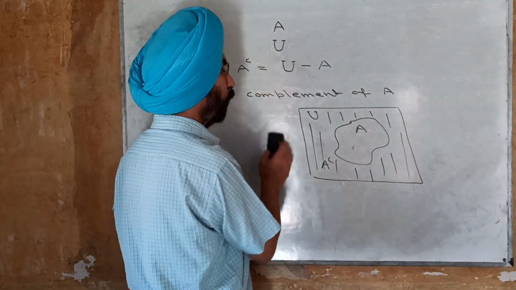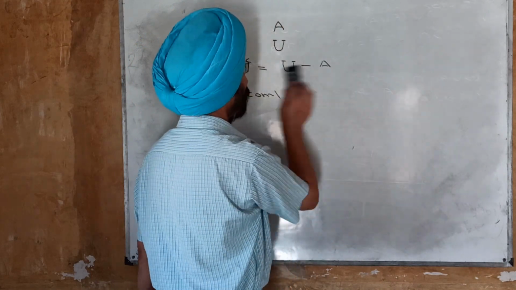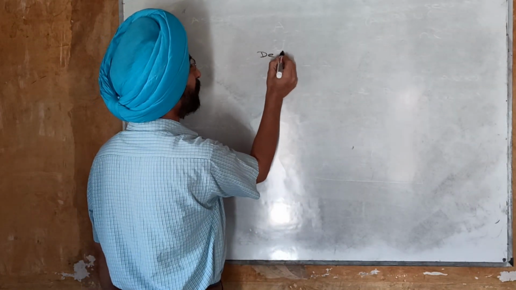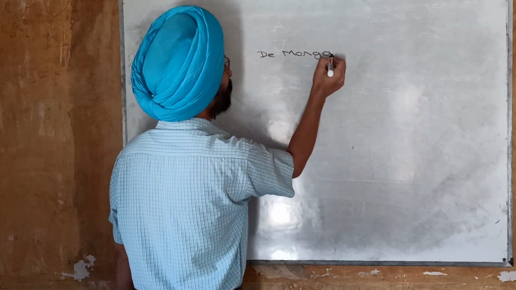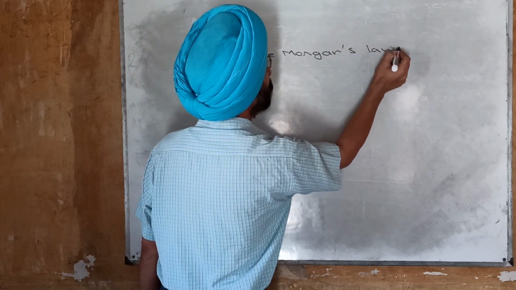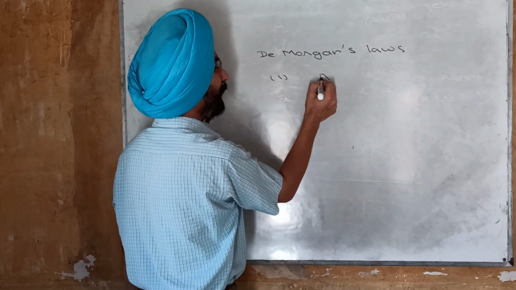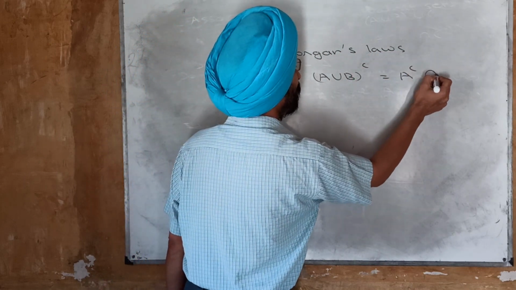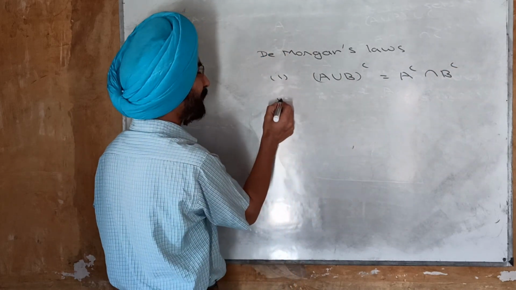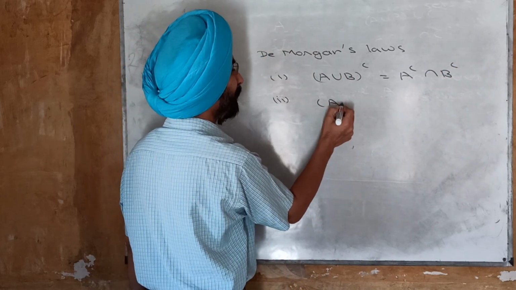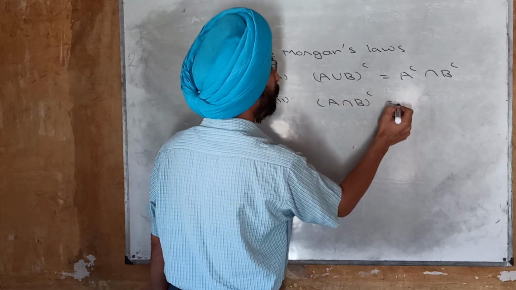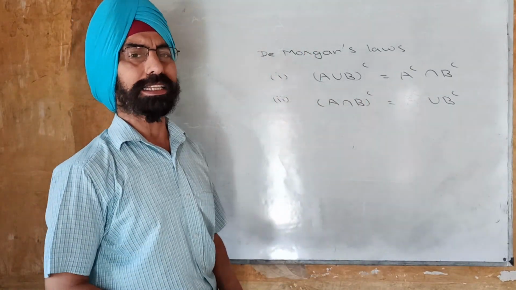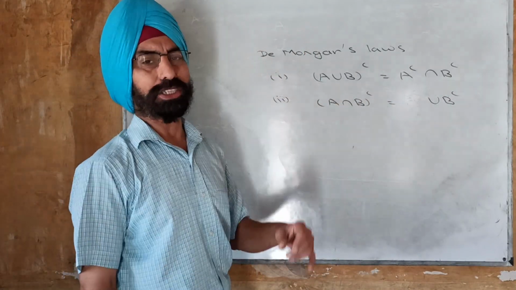Now we move on to one more result, that is called De Morgan's law. De Morgan's law states that there are two laws, De Morgan's laws. Number one, A union B, complement of that is A complement intersected with B complement, and secondly, A intersection B, complement is A complement union B complement. So these two are the De Morgan's laws.